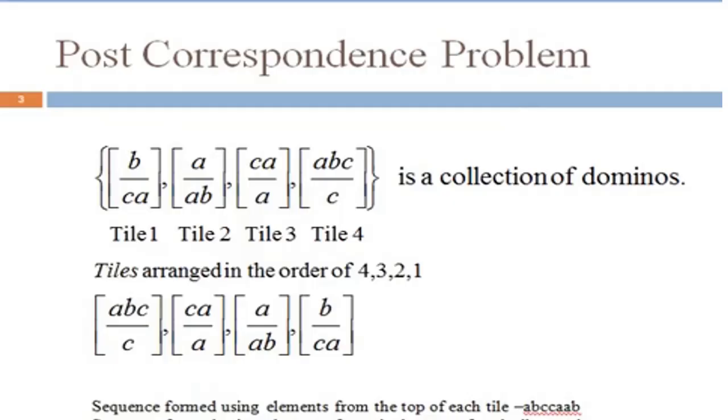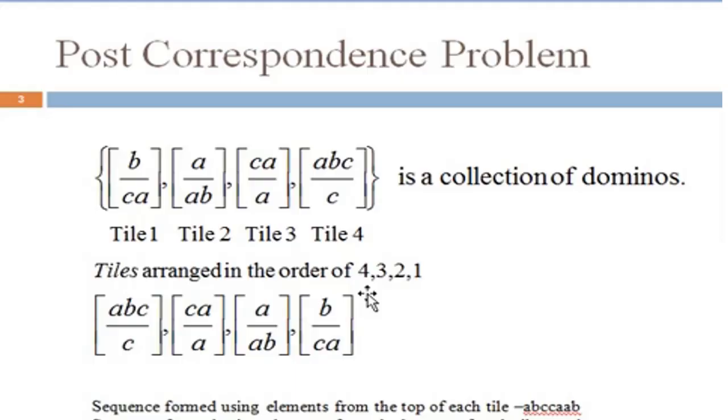Let us consider the 4 tiles as shown. These tiles are called a collection of dominoes. Each tile consists of a top and a bottom. For example, tile 1 has B on top and CA at the bottom. We need to find a sequence formed by the elements on the top similar to the sequence formed by the elements present at the bottom of the tiles.